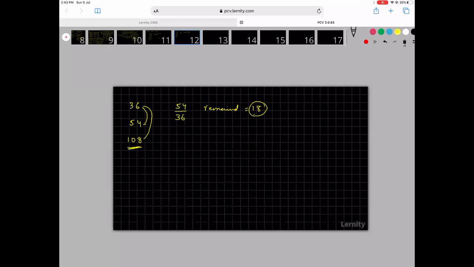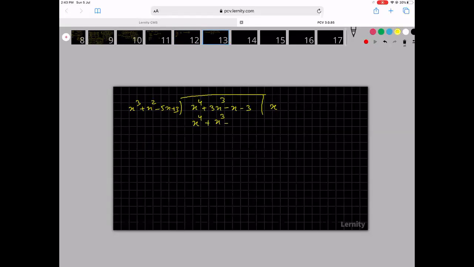Similarly, if you take x^4 + 3x^3 - x - 3 and divide it by x^3 + x^2 - 5x + 3, then we want to find out the GCD of this. To find that out, first is x here, so I have to be a little careful. x^4 + x^3 - 5x^2 + 3x.